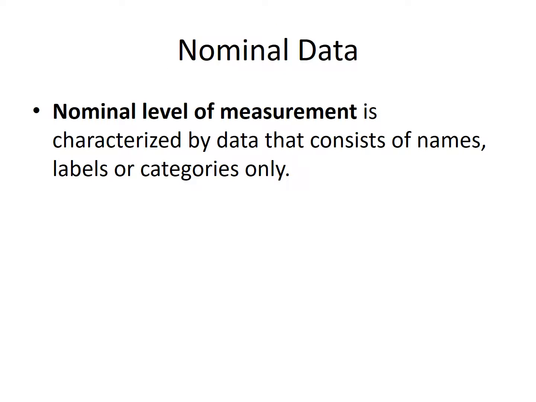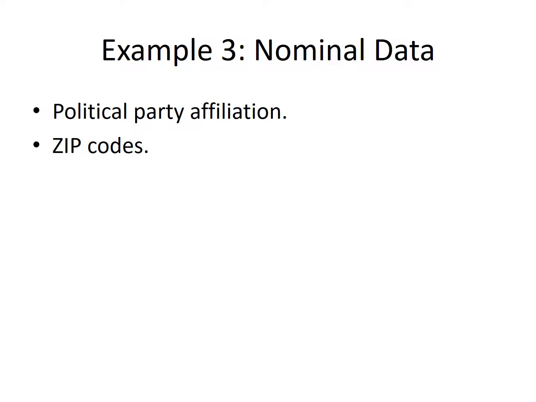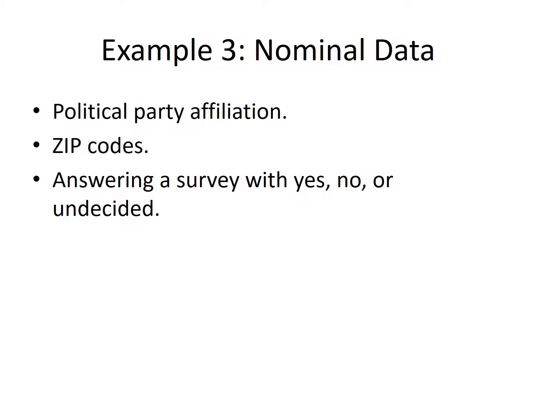Nominal level of measurement is characterized by data that consists of names, labels, or categories only. The data cannot be arranged in an ordering scheme, and differences have no meaning. Here's an example of nominal data. Political party affiliation, zip codes, answering a survey with yes, no, or undecided. These are all examples of nominal styles of data.